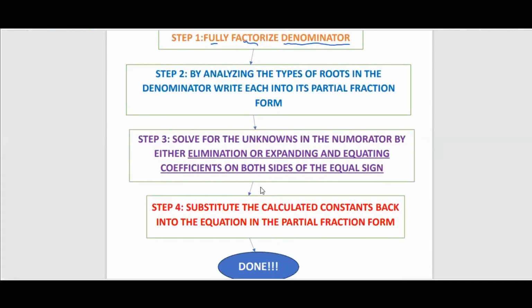When you solve for the unknowns, you have two ways in which you could do it. You could use the elimination method, or you could expand and equate the coefficients on both sides. This is a little longer, but it comes in handy for different types of questions, so you should be able to do both at any given time. Then the last step, after you solve for the unknowns, you just substitute them back into the partial fraction equation, and that is it. You're done.